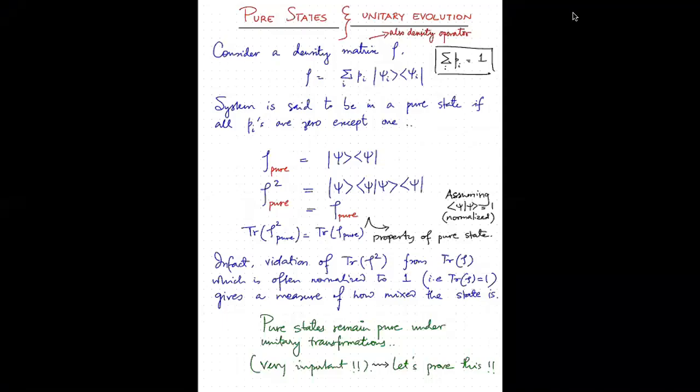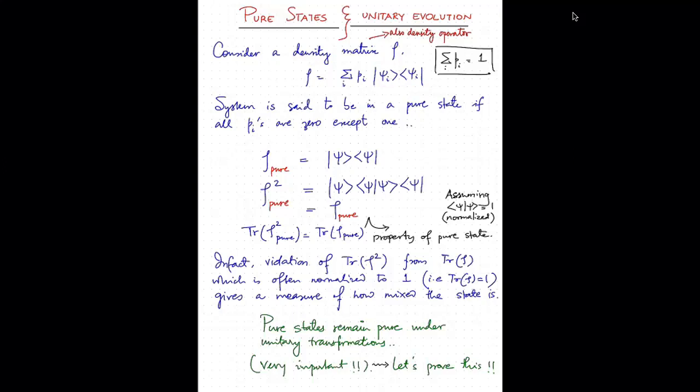Okay, so in this short note, we're going to talk about pure states and unitary evolution. So let's consider a density matrix, which is written as rho, and rho will be the sum over i of p_i, the probability. So the sum of p_i is equal to 1, and then this is the outer product of state psi_i with itself. So this is known as the outer product.